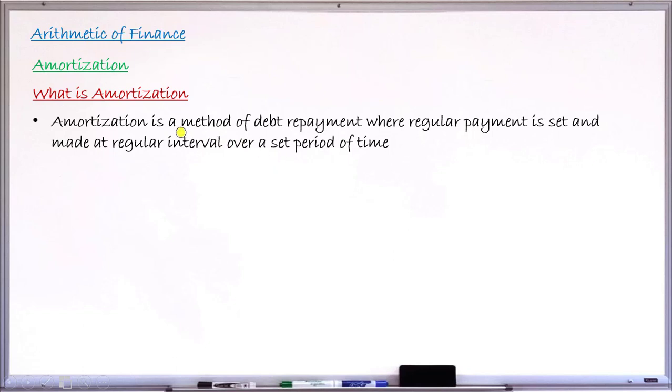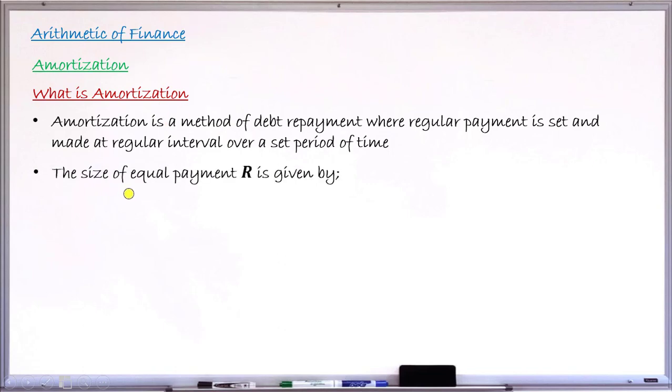Let me just explain again. For those that collect a loan from the bank, especially the income earners, the salary earners, the bank usually says you should be paying a certain amount. That is the regular payment. And that payment will be made, for example, every 3 months. That is the regular interval of time. And for a period of maybe 2 years or 3 years, that is the set period of time. So that method of paying back the loan is what we call amortization.